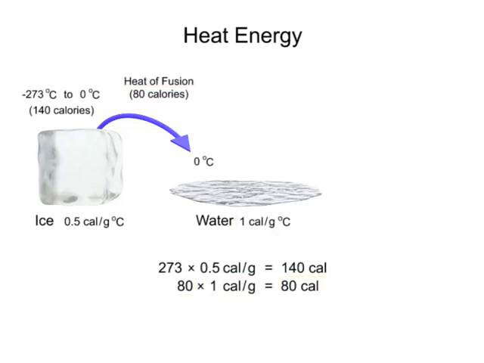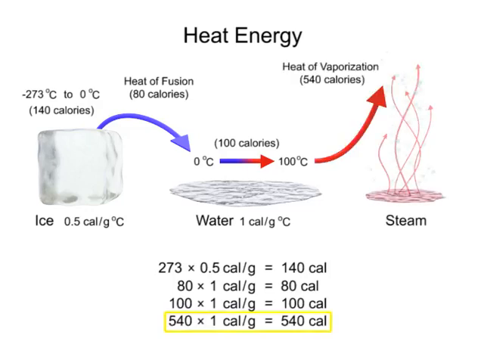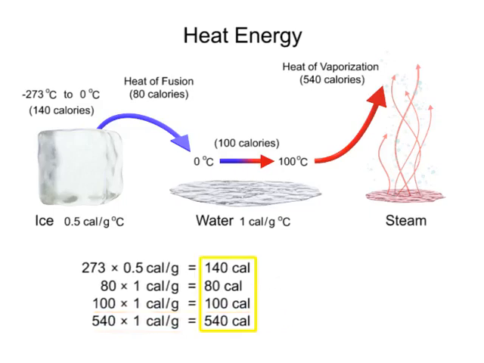Then, to heat the water from 0 degrees Celsius to 100 degrees Celsius with a heat capacity of 1 calorie per gram would require 100 calories. The final phase change of 1 gram of boiling water to steam would require an additional 540 calories. Adding all of these values together yields 860 calories, the amount of heat energy it takes to transform 1 gram of ice at absolute zero to steam.